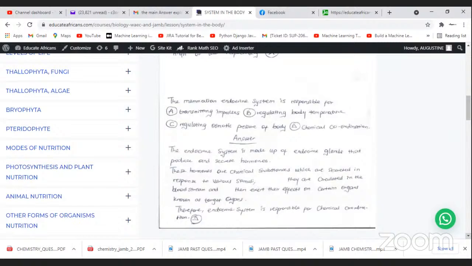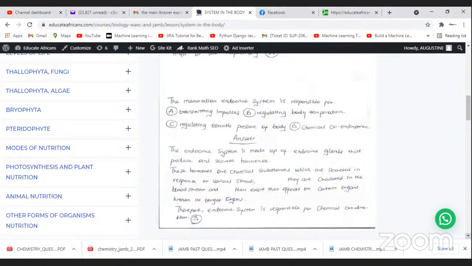Okay, so let's keep moving forward. The mammalian endocrine system is responsible for what? For transmitting impulse, regulating body temperature, regulating osmotic pressure of the body, chemical coordination. The endocrine system is made up of the endocrine glands that produce and secrete hormones. These hormones are chemical substances which are secreted in response to various stimuli.